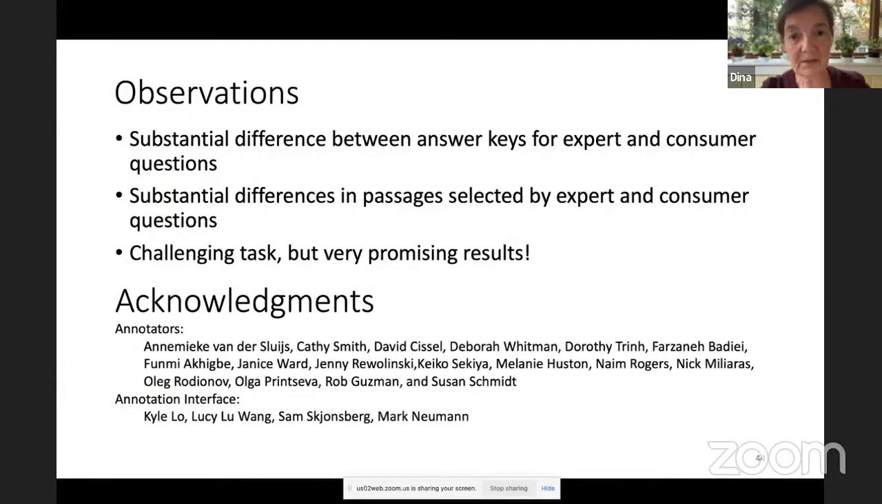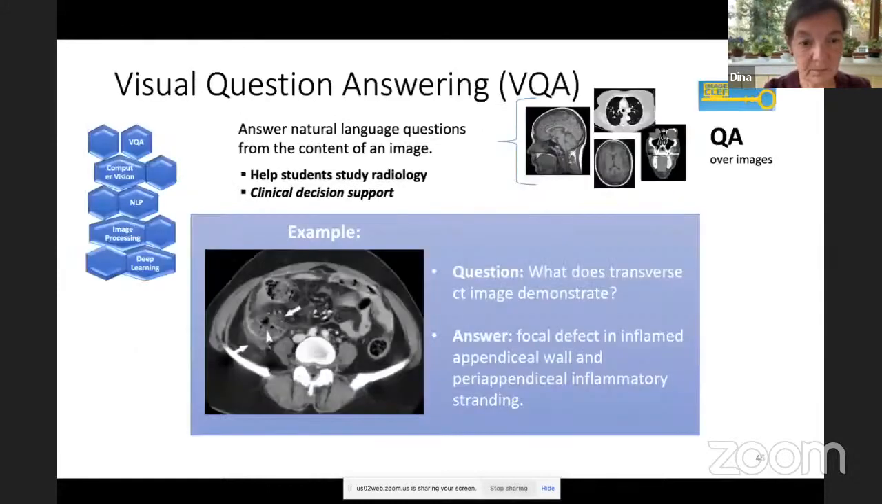So the observations on the task were that the answers, as expected, were very different. The answer keys were very different for the professionals and for the consumers. Different passages were selected as answers for consumers and for the experts. And the task is challenging, but the results were actually good. Some of the answers were just really wonderful. And of course, we are very grateful to the people who judged the results.